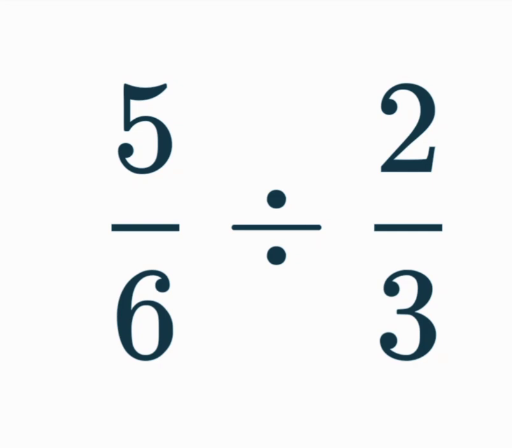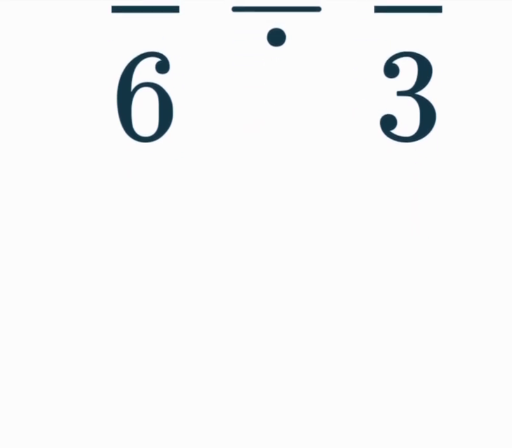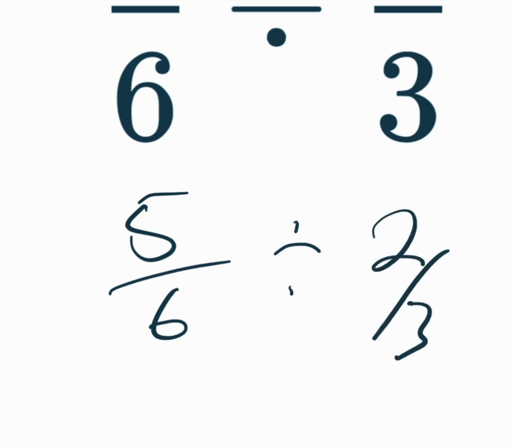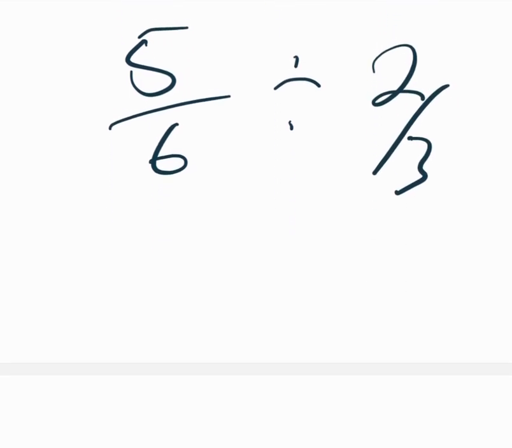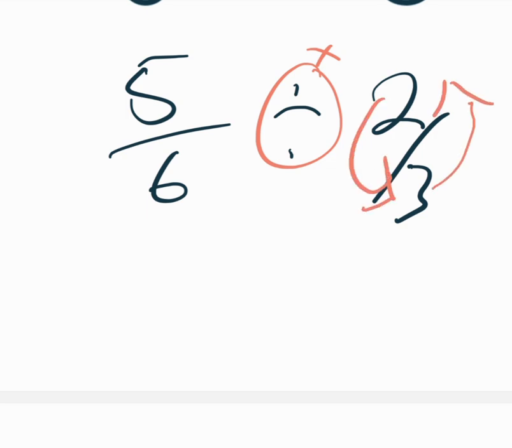So let's see what we're going to do right here. We have 5/6 divided by 2/3. I'm going to repeat the question: I have 5/6 divided by 2/3, right? So let's proceed and see what this holds. You see this division sign right here is going to change to what? Multiplication sign. And when it does that, this 2 comes down, and the 3 goes up, right?